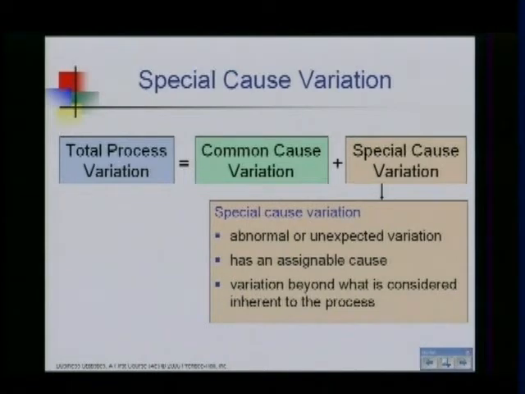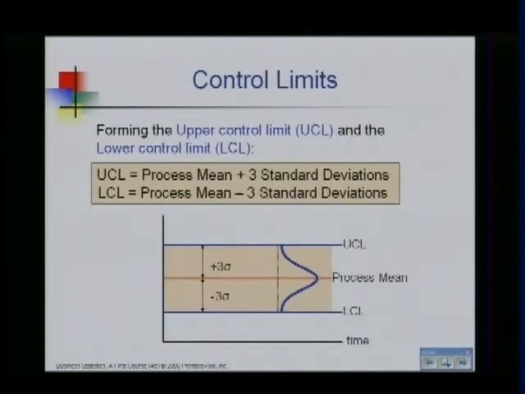There is some reason why it's occurred, and it's beyond what we would assume to be normal for the process. Okay, so how are we going to measure these things? We're going to use what are called control limits. And we're going to have an upper limit and a lower limit. If the values exceed the control limits, then that tells me I have an out of control process. Notice the way that the diagram is drawn here. There's a center line, and then there's an upper and lower limit, which is 3 standard deviations in either direction away from the process mean or average.